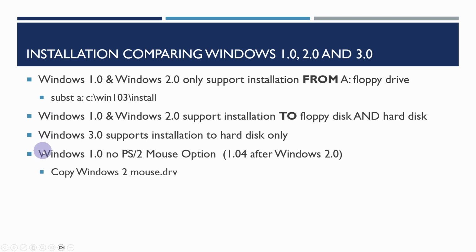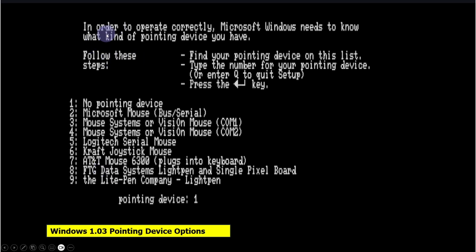Now in Windows 1.0 there was no PS/2 mouse option, there were only the serial and bus mouse options, although the PS/2 mouse was added later in the 1.04 release, and that was in fact after Windows 2 was initially released. And in fact, to get the PS/2 mouse working in the previous video, what we did is copy the Windows 2 mouse driver into Windows 1.0 when we did the installation. So this is comparing what the mouse options are. So Windows 1, we had no pointing device. I'll talk about this in a minute. Mice were actually quite expensive and quite rare in those days.